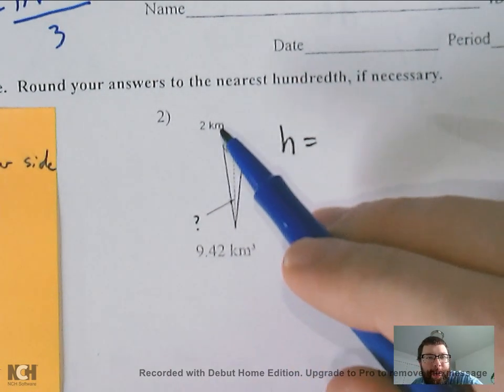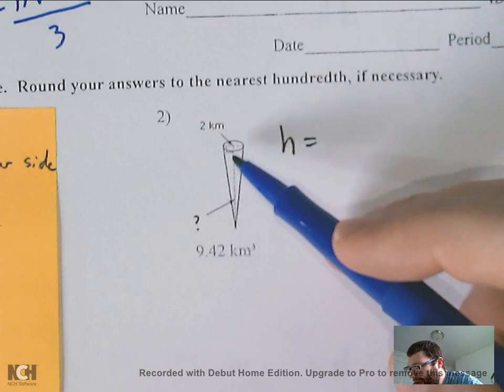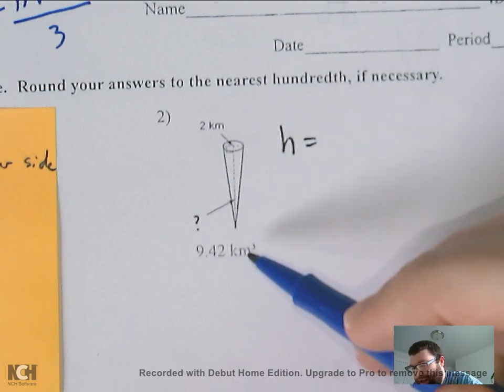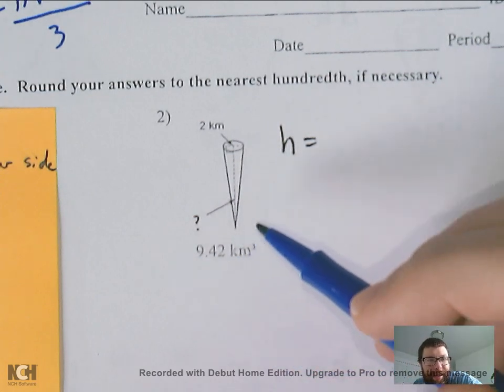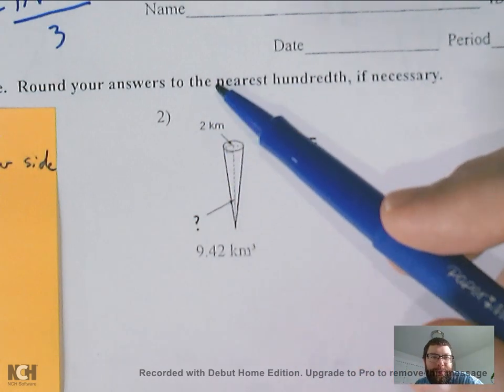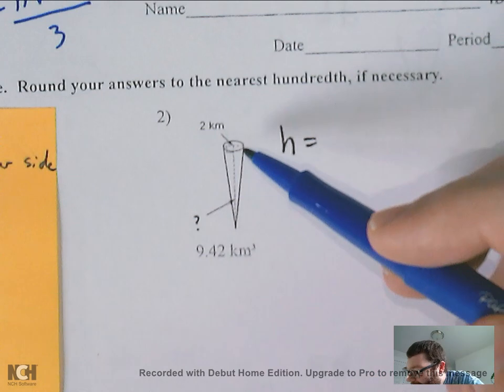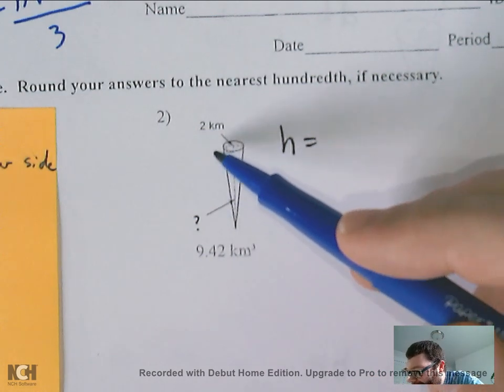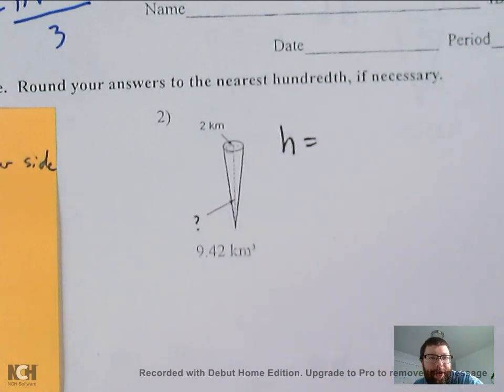So here I have a cone. It's a very skinny cone. I am missing the height. I'm given a volume. I know it's a volume because it is cubed, right? That means that's a volume. And I don't know if you can see that well on the screen, but that is a diameter of 2 kilometers. So it's a pretty big cone since it's in kilometers, but whatever.